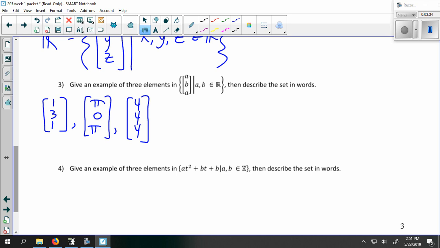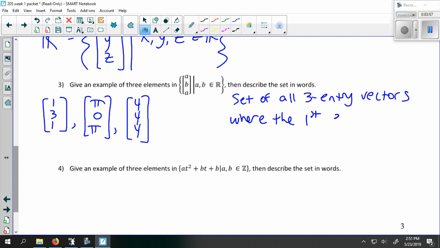So the first and the third entry are always the same. The middle entry could be something else or it could be something different. So if I wanted to describe this in words, I would say the set of all 3 entry vectors where the first and third entries are equal.